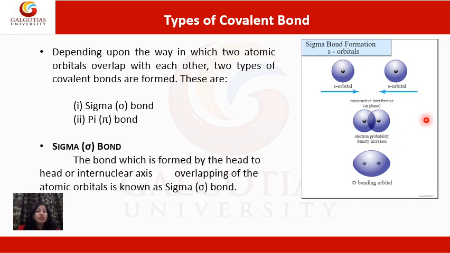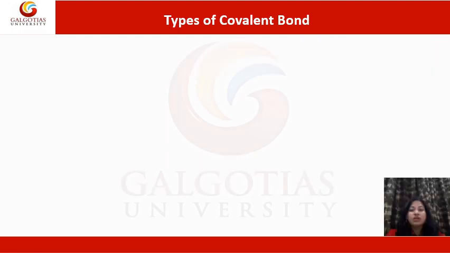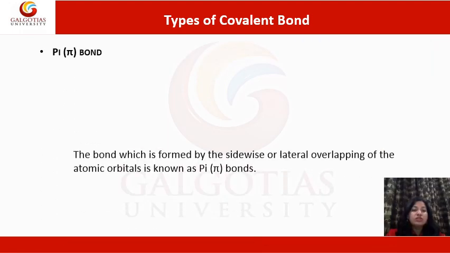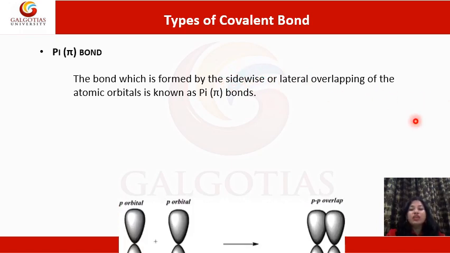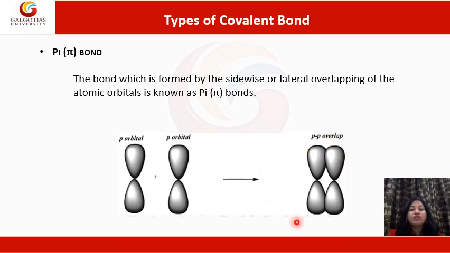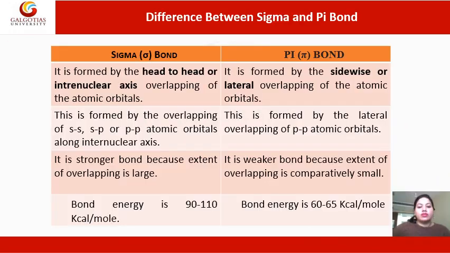Sigma bond: the bond which is formed by the head-to-head or internuclear axis overlapping of the atomic orbitals is known as sigma bond. Pi bond: the bond which is formed by the sidewise or lateral overlapping of the atomic orbitals is known as pi bond. Now, let us see the difference between sigma and pi bond.